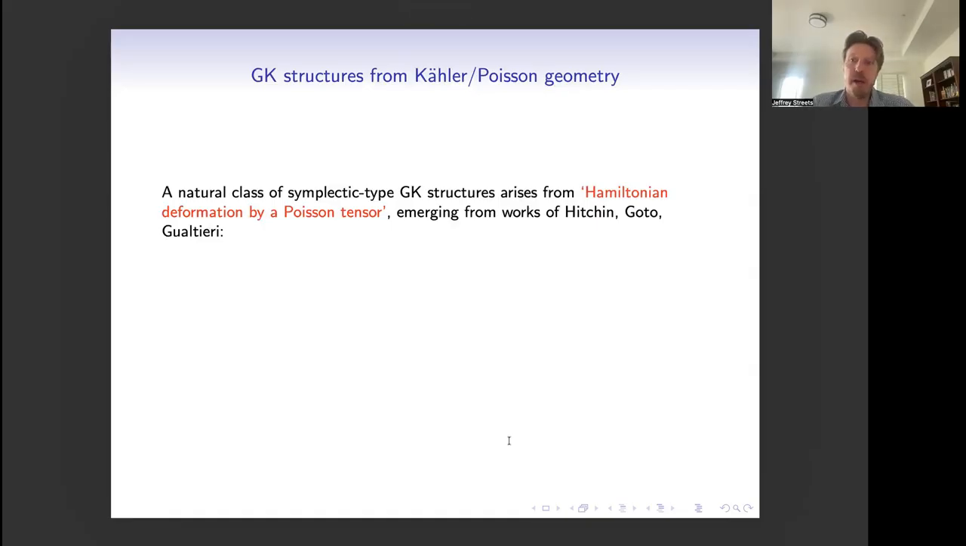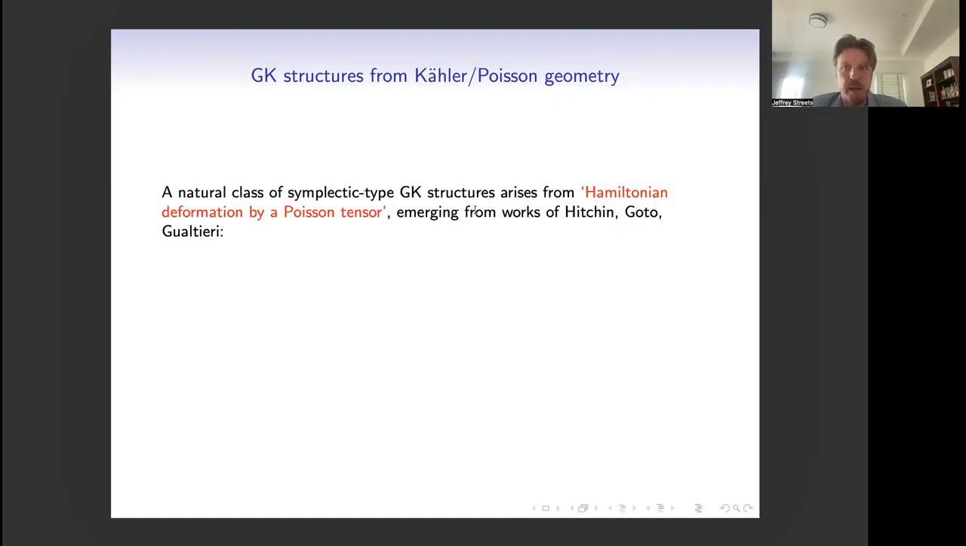All right, so it turns out that there are a few ways of naturally constructing such solutions to this equation. There are two key ones for us. The first has a long history in generalized Kähler geometry, coming out of works of Hitchin, then Goto and also Gualtieri, what they call Hamiltonian deformation by a Poisson tensor.